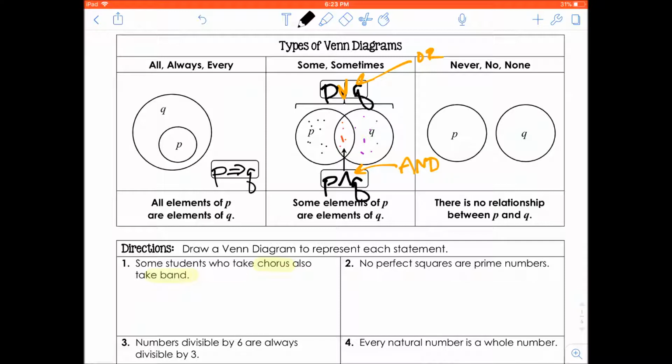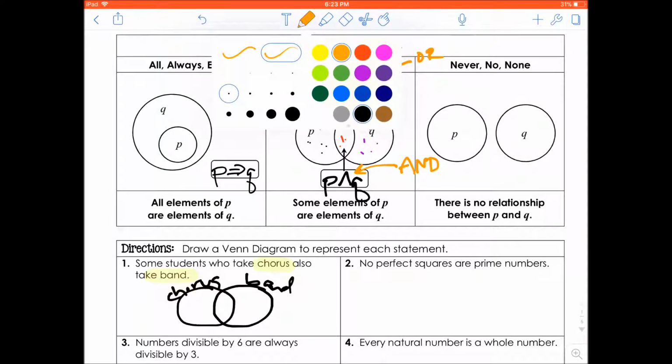So here's maybe our circle for chorus. Now it says some of the people in this circle have to be in the band circle as well. Not all of them, but some of them. So when I draw my band circle, I need to make sure I overlap it so that some of the dots, like if my people who take chorus, let's say they're orange people.